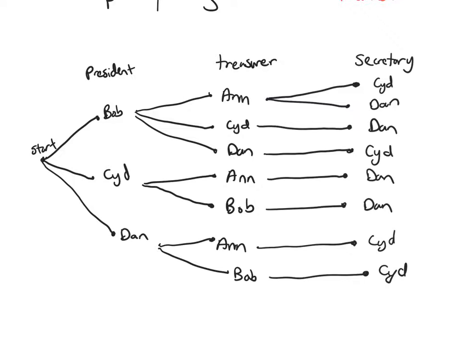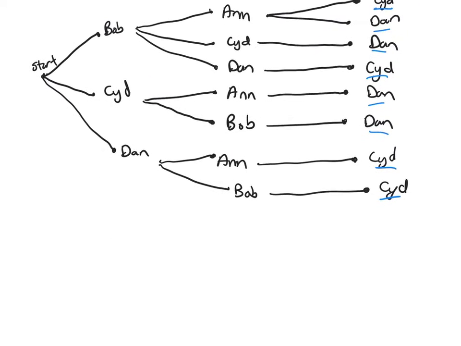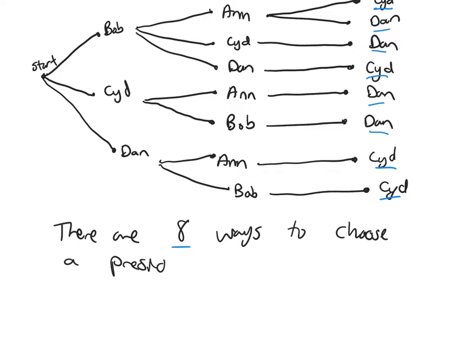To count the number of ways, we just have to determine how many leaves we have. Remember, our leaves are our terminal points. So I've got 1, 2, 3, 4, 5, 6, 7, 8. So the answer is 8. There are 8 ways to choose a president, treasurer, and secretary.